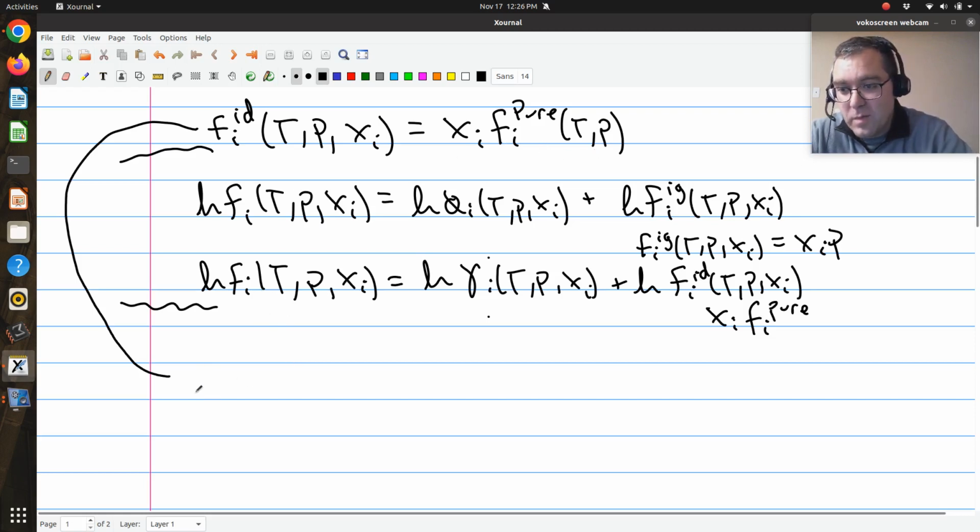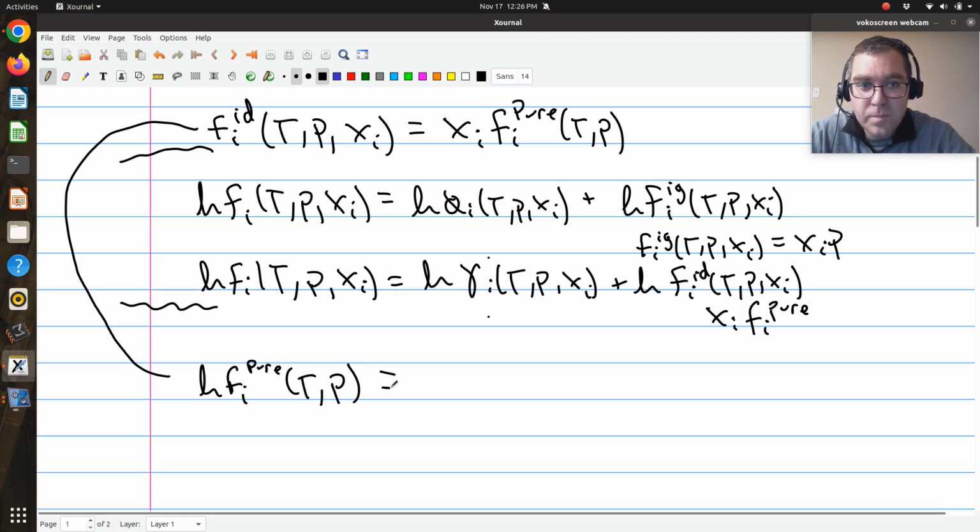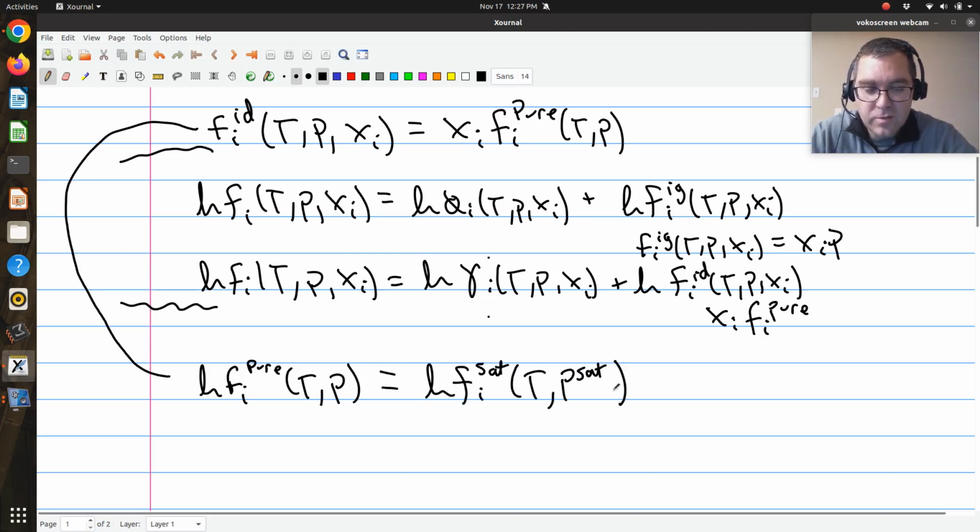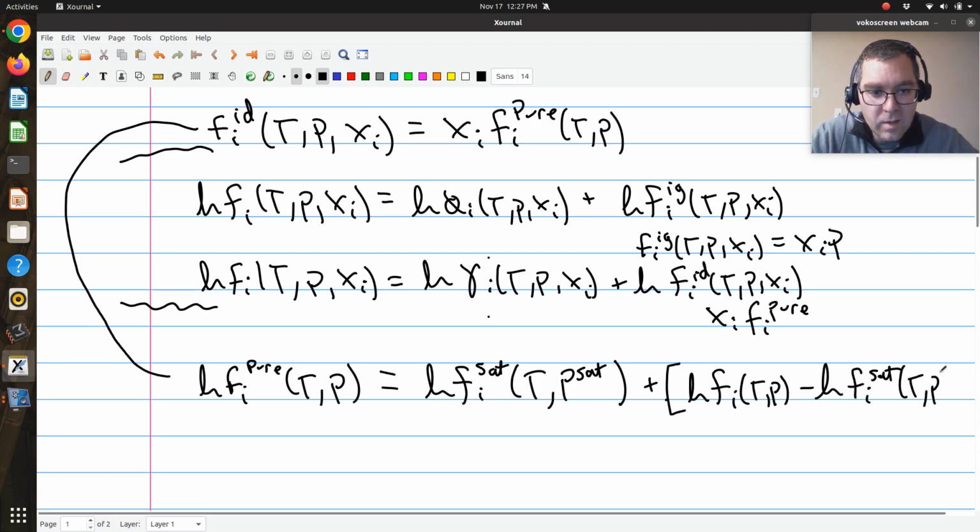If I were to calculate the fugacity of component i in a pure component state at T and P, we've done things like this before. I'm going to write the log fugacity of component i, reminding myself this is a pure component state at a given temperature and pressure. I can write this as the log fugacity of component i at saturation at T, with the pressure of course being the saturation pressure, remember this is a pure component state, plus, in brackets, what I think of as my Poynting correction: the log fugacity of component i at T and P minus the log fugacity of component i at saturation at T and P.